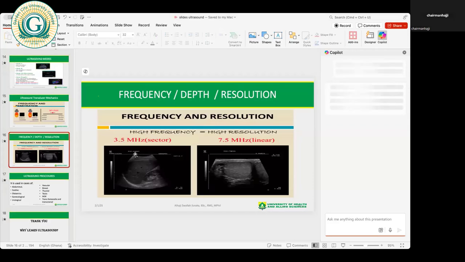So the lower the frequency, the greater the depth. You are seeing a lot more structures. This is the kidney, this is the liver, this is the diaphragm. All the structures you are seeing, but you are not seeing them distinctly. Whereas when you use the greater one, you see everything more clearly and more resolved. So that is the very difference and the relationship between frequency, depth, and resolution.